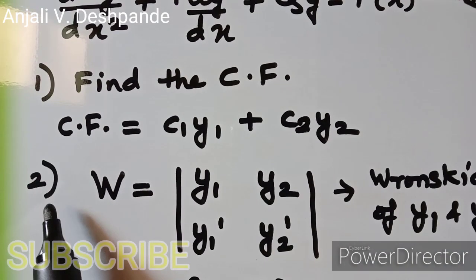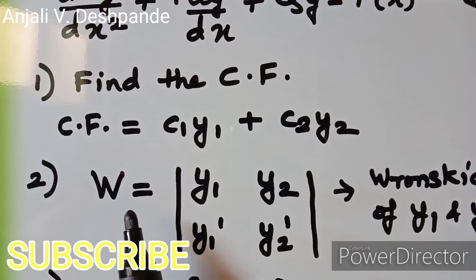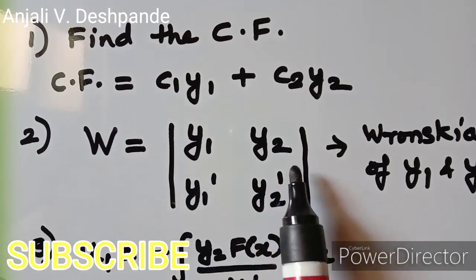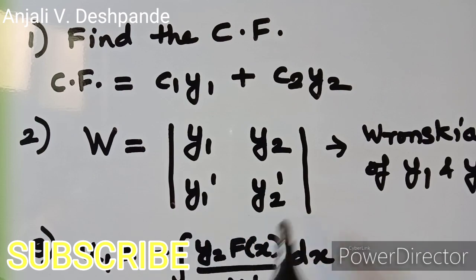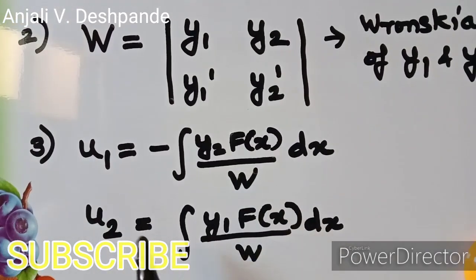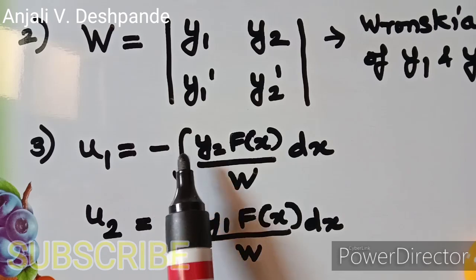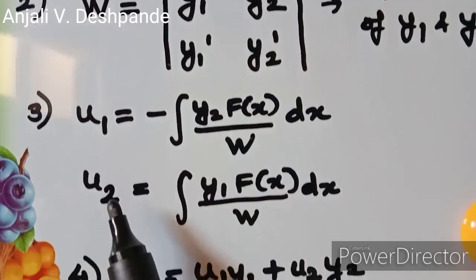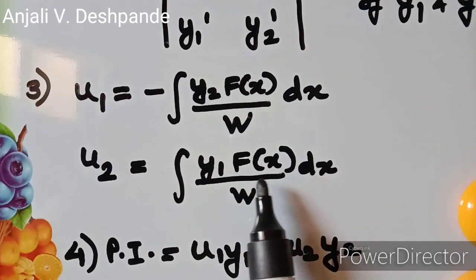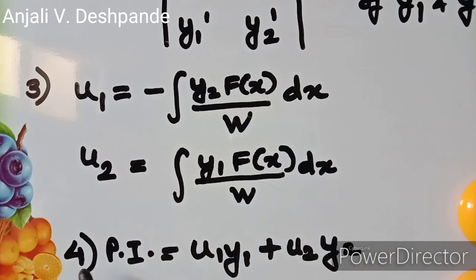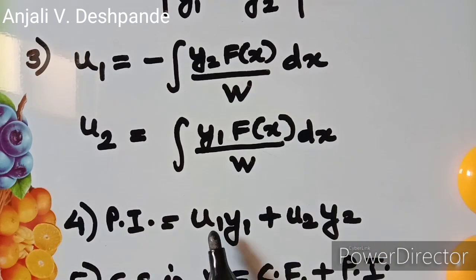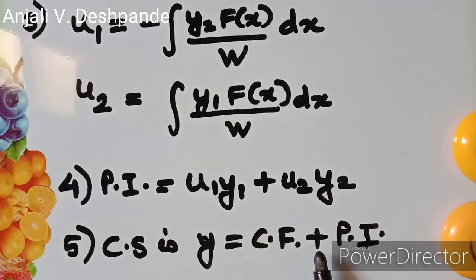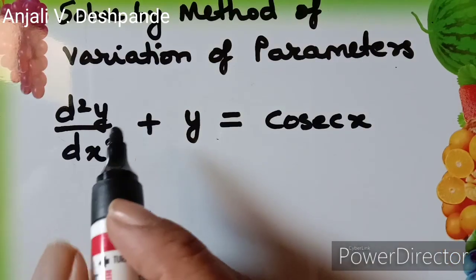Then in the second step, you will calculate the Wronskian of y1 and y2, which is the determinant y1 y2 y1 dash y2 dash. Then you will calculate two more entities. U1 is equal to minus integration y2 f(x) divided by W dx. U2 is equal to integration of y1 into f(x) divided by W dx. And so we will get the PI as u1 y1 plus u2 y2. And finally we have to write the complete solution, y is equal to CF plus PI. Now we will see the supporting example.